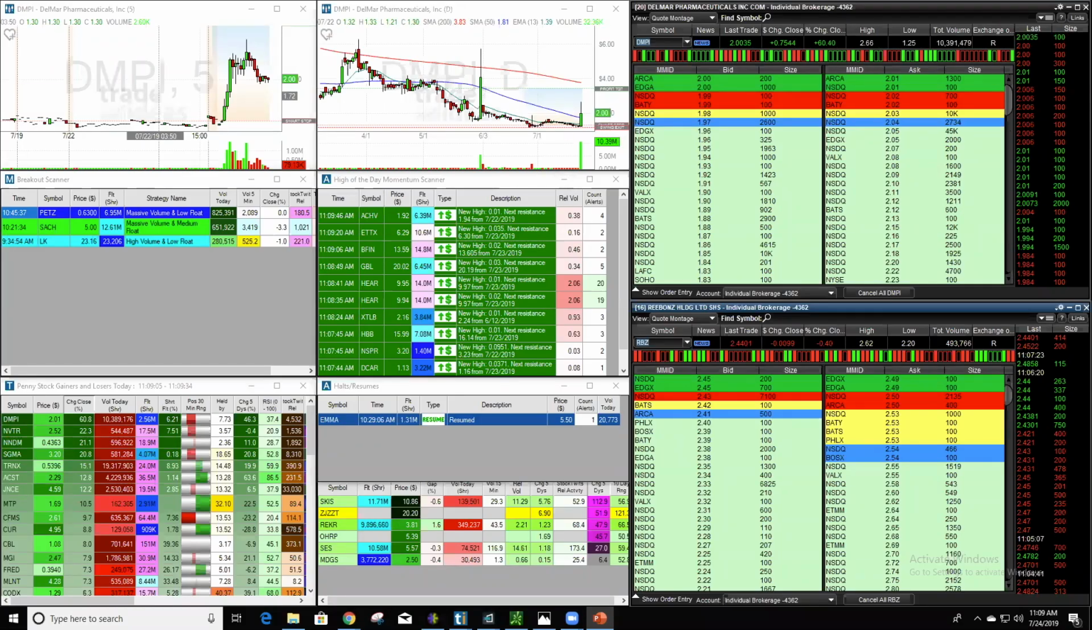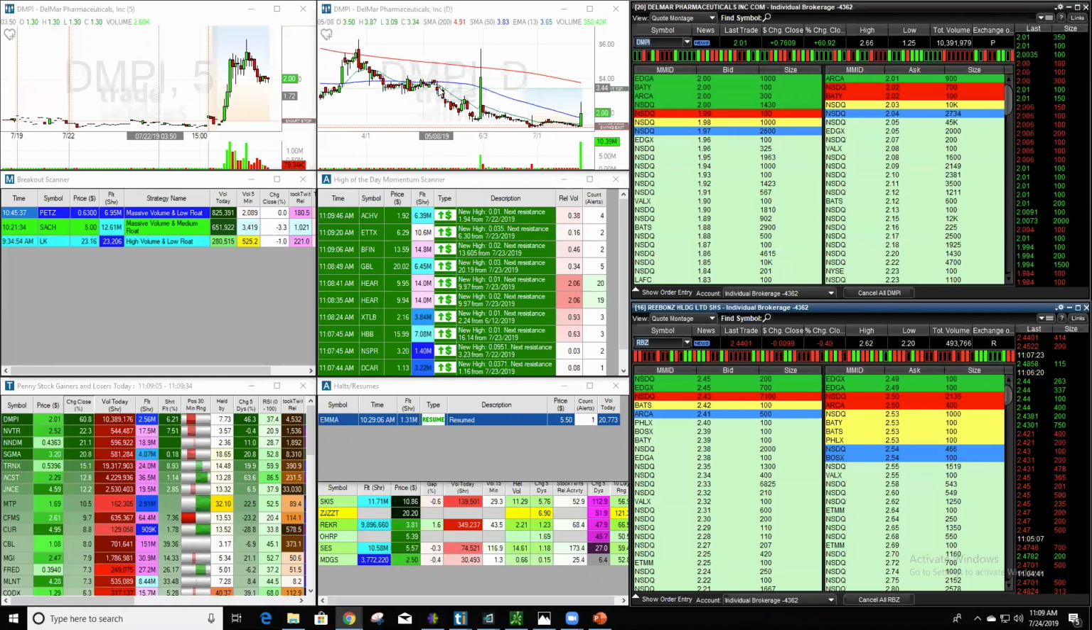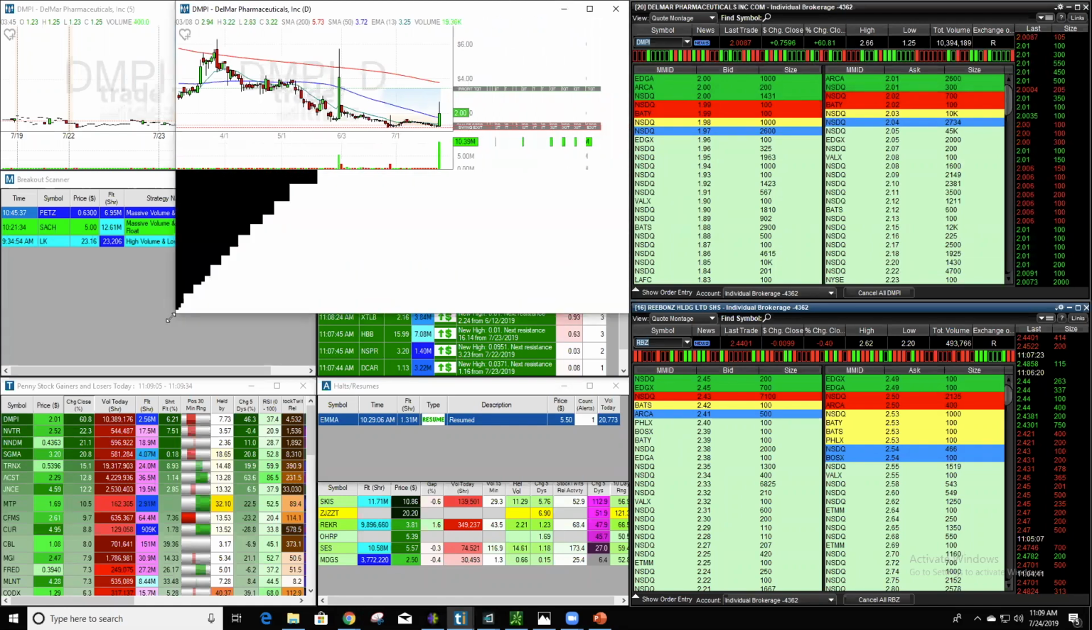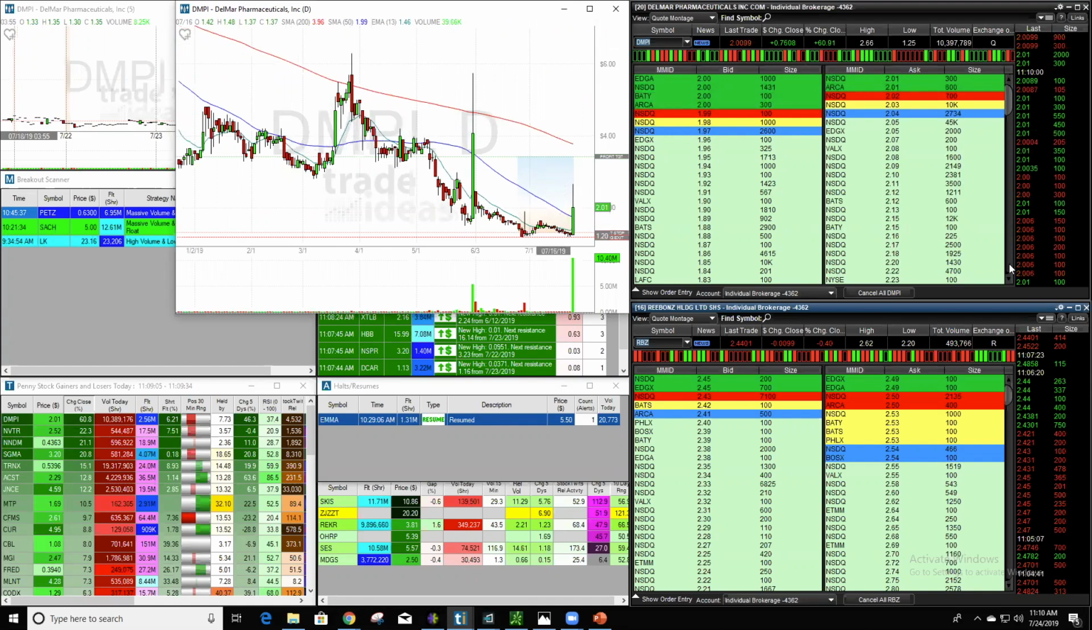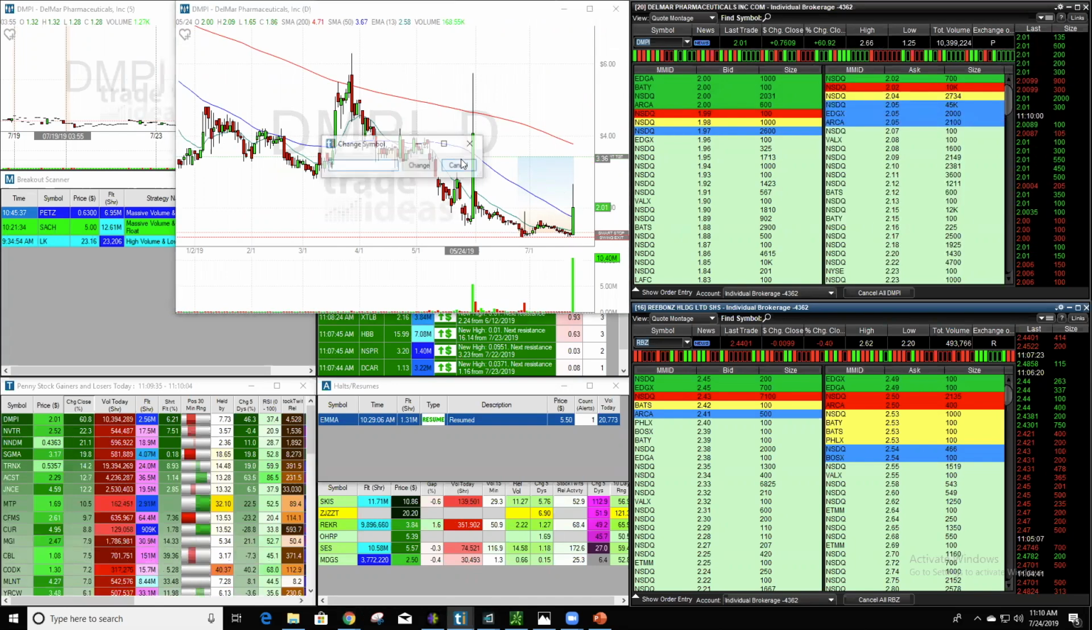If you guys are looking at DMPI right here, we have our green line. So basically, I grew up studying a lot of stockcharts.com, and I always just got in the habit. The 200-day moving average is going to be in red, the 50-day moving average is in blue, and the 13 EMA is always going to be in green.